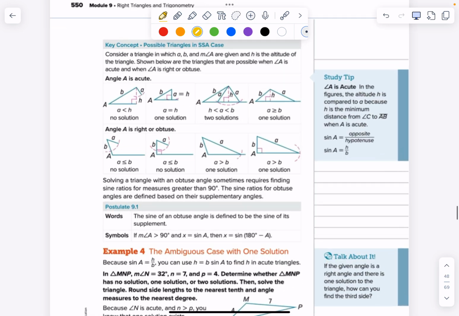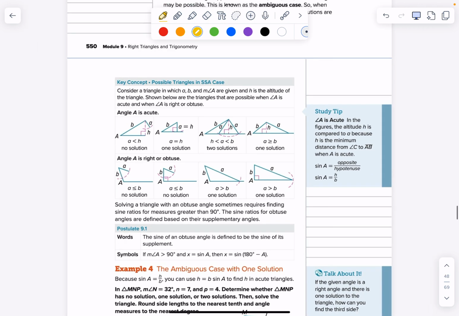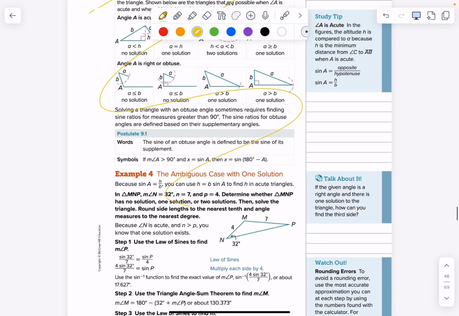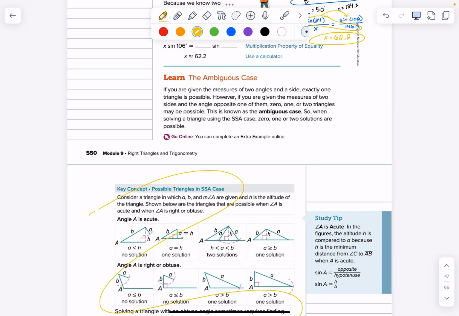All right, whatever. My answer is actually 71.3. We don't do the ambiguous case. We skip that. So that's it. We're done. So we're just doing the front page. Yeah, we're just doing the front page.